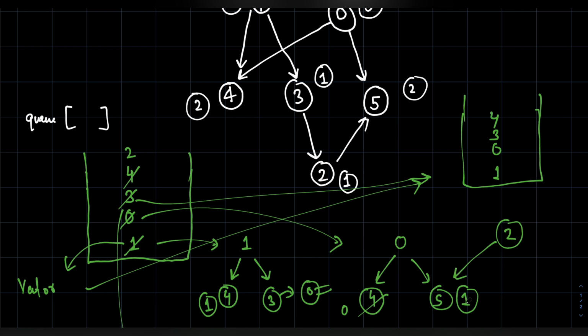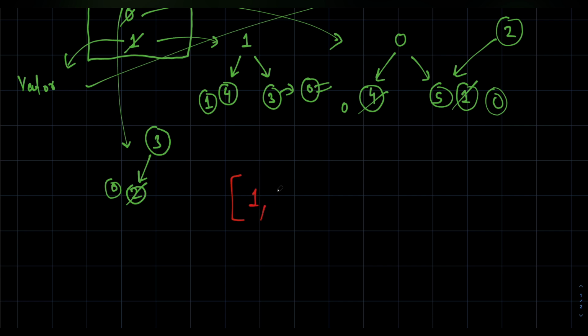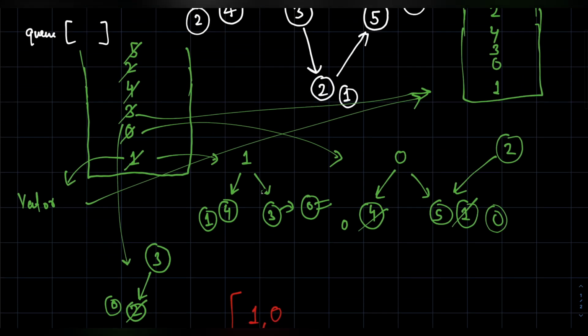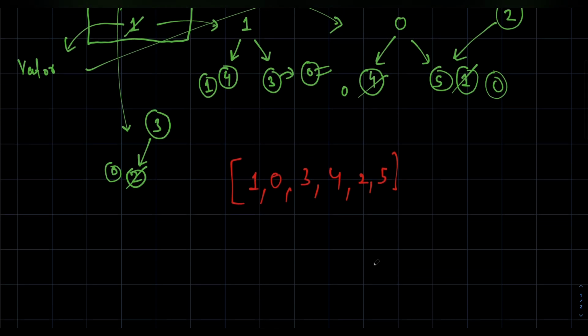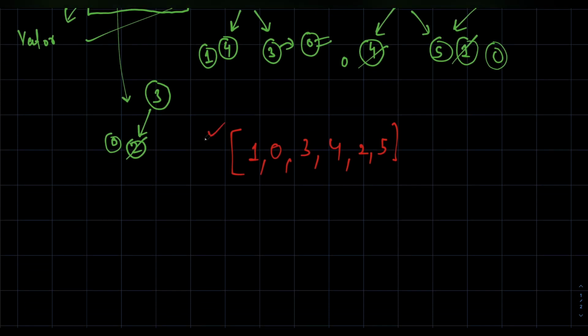The incoming nodes at 5 is only 1, so I'll make it 0 and push 5 inside the queue and push this inside our vector. Now for 5, are there any children? No, I simply push it here. So our order is 1 0 3 4 2 5. Now we have to check that the size of this is equal to the number of courses. Yes, it is equal to the number of courses, so we'll return true.